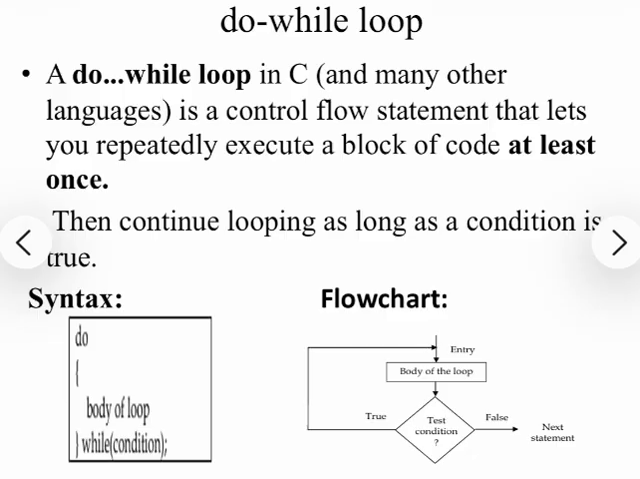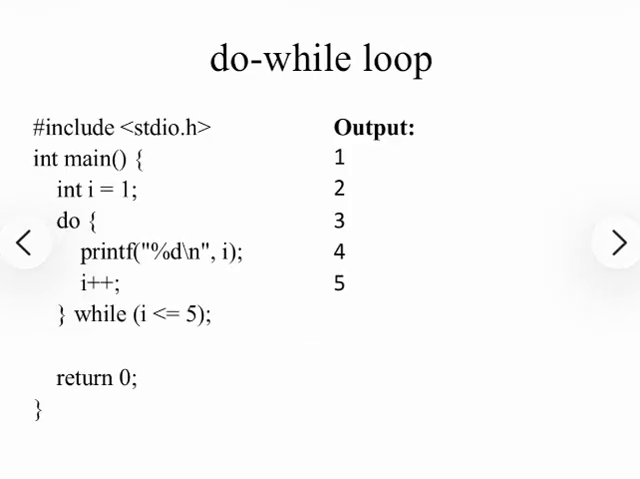And next is do while. Do while is the same as a while loop, and is a control flow statement that repeatedly executes a block of code at least once. Then it continues looping as long as the condition is true. That means it works until the condition is false. First it executes the body of the loop, and only then does it go to the condition. Here is the example for the do while loop.